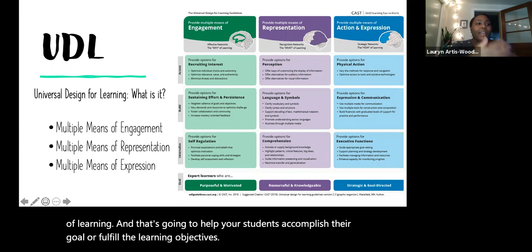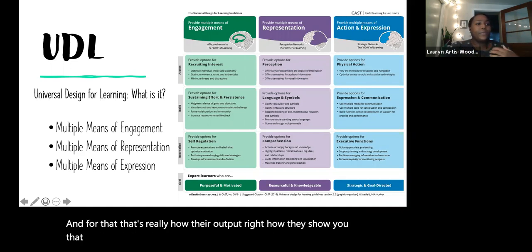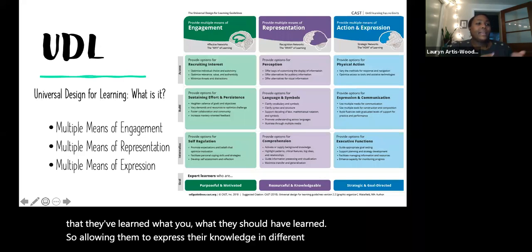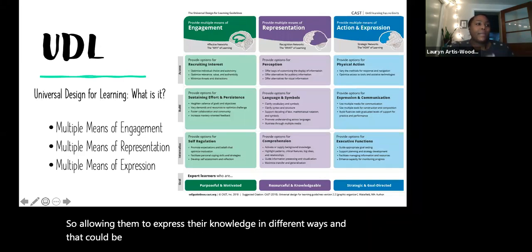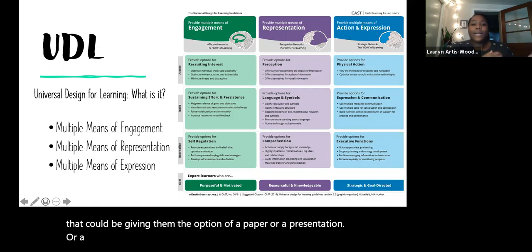And that's really how students show you that they've learned what they should have learned. So allowing them to express their knowledge in different ways could be, maybe traditionally you give a paper in your class, giving them the option of a paper or a presentation or a video skit or a podcast for that same assignment.